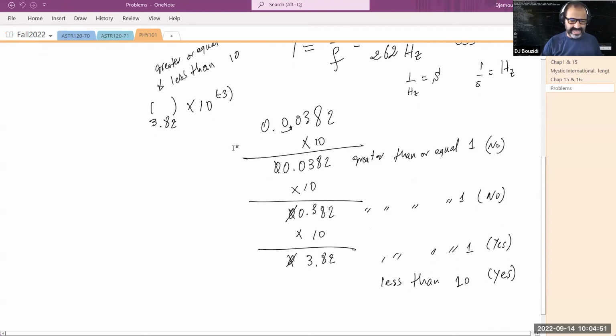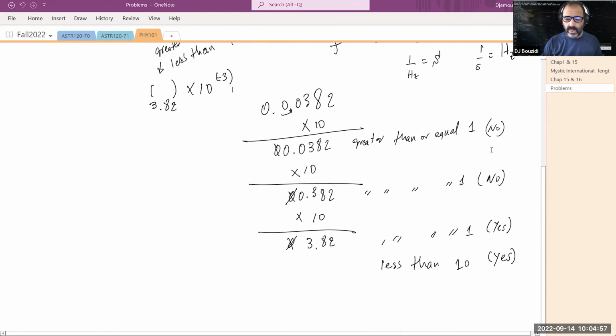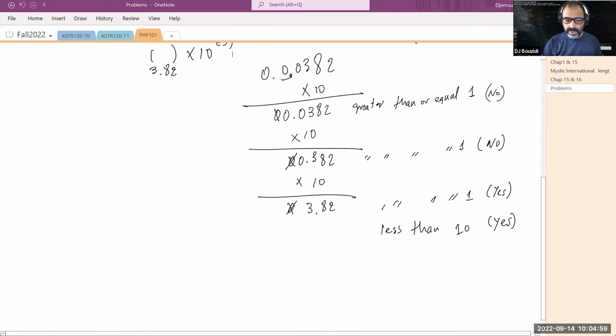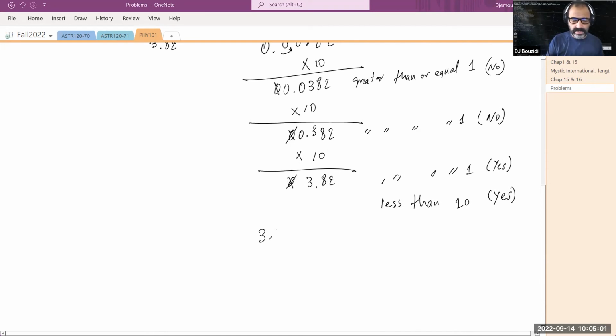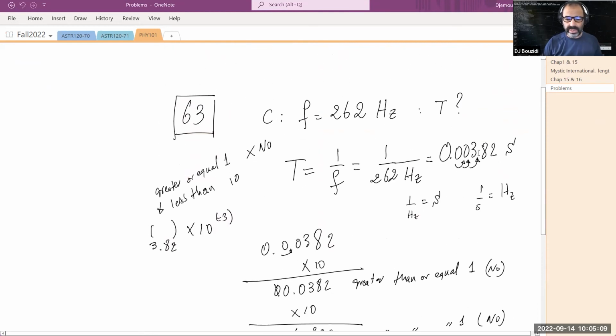So the answer, in scientific representation, you could leave it in here in a homework assignment and you're good. You don't have to worry about it. Or you could write it as 3.82 times 10 to the negative 3 seconds. I'm not going to be picky about these things. Please do not write more digits in here than you really should.